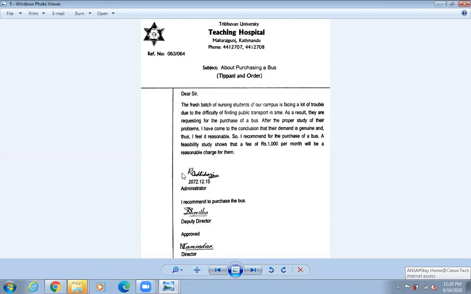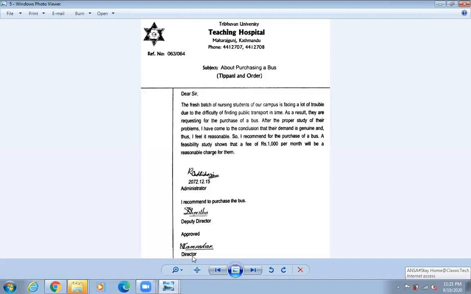If I wrote the letter, then my signature goes first, because I am the lower level staff, right? Then I will go to the middle level staff, the vice principal or deputy director. So I recommend to purchase the bus. That means he will recommend, and he will do the signature.